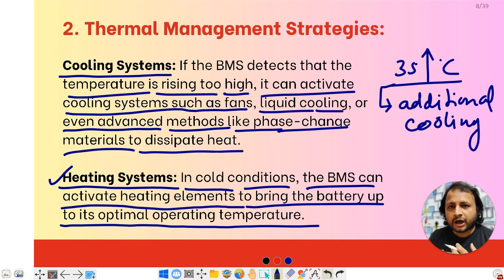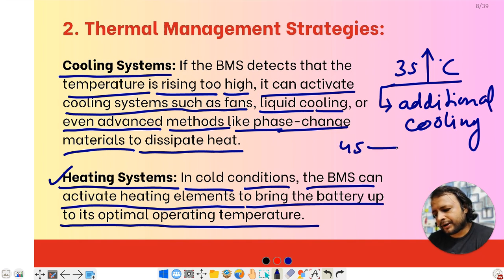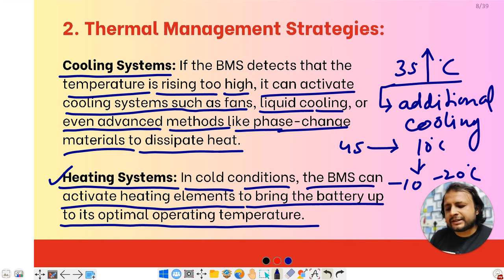It depends. Suppose I am a rider from India living in Rajasthan, at a very warm place. What will happen if I want to travel with my electric vehicle to Leh and Ladakh or Kashmir in the north part of India? Suddenly I am going to operate my vehicle from 45 degrees centigrade to 10 degrees centigrade, or even -10 or -20 degrees centigrade. So the heating system will allow me to do that. Otherwise the electric vehicle will not survive there.